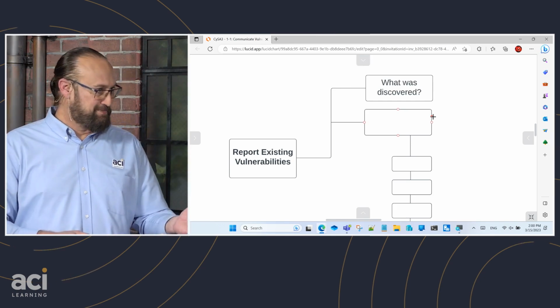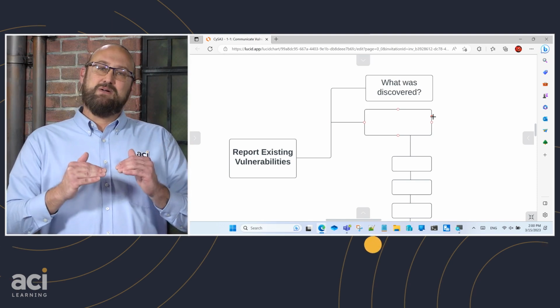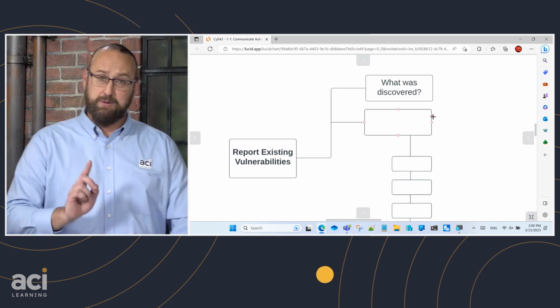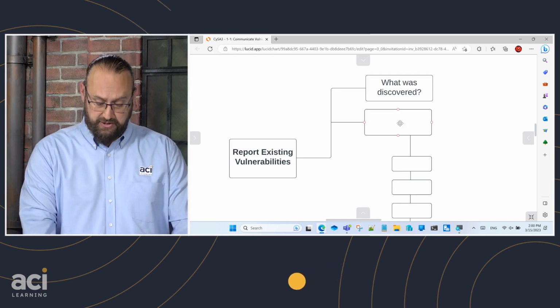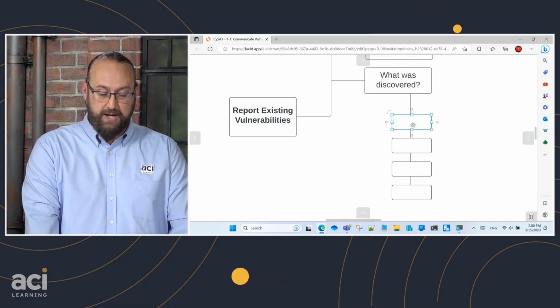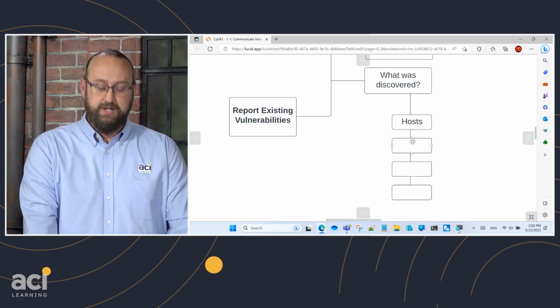Yeah. You see what I'm saying? So it's not about securing everything. At this point, it's about what is the most important. And remember, you have to convey this to your audience. So for instance, we talk about what was discovered on what, right? We talk about what hosts were affected, right?